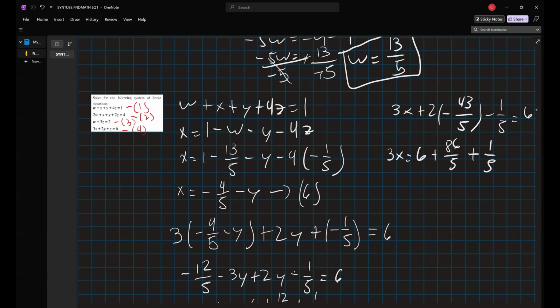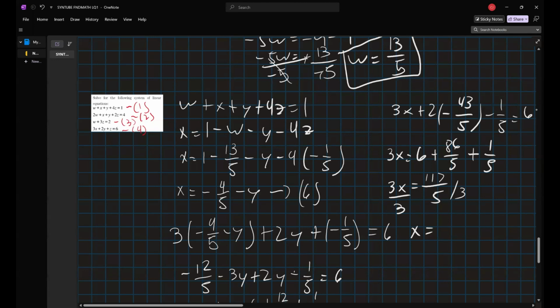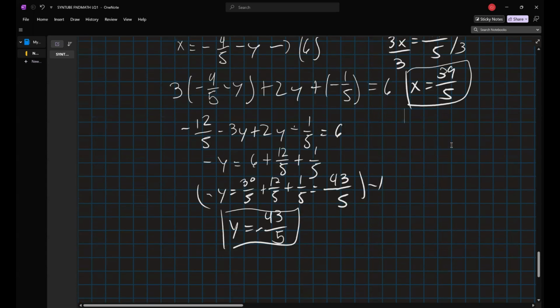Is that correct? Yes. So 3x equals, using 30/5 again, 30 plus 1 plus 86, which is 117/5. We divide both sides by 3, and x would be 39/5. There. So now we have our complete values.